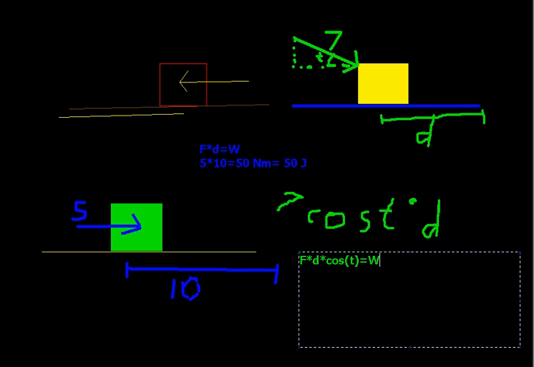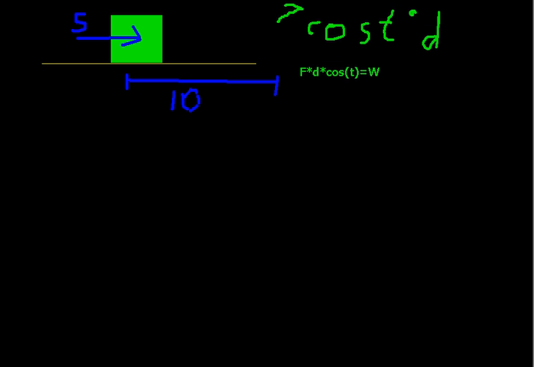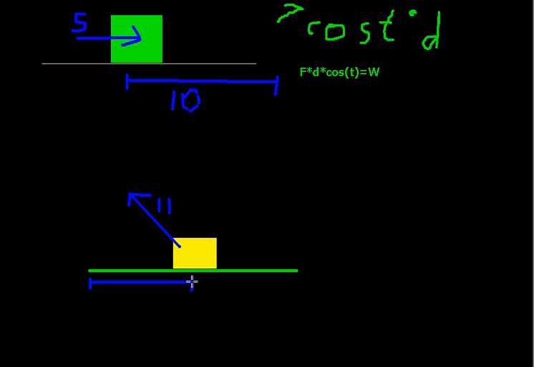For example, oops, where'd my mouse go? So for example, just say you had this surface here, and you've got a box. You've got a box, and you push that box. Well, actually, let's say you pull that box with a force of 11 newtons, and you pull it for a distance of, I don't know, let's make it a distance of 30 meters. We got 11. Oh, and this is at an angle. It's at an angle of, we'll say, 45 degrees.